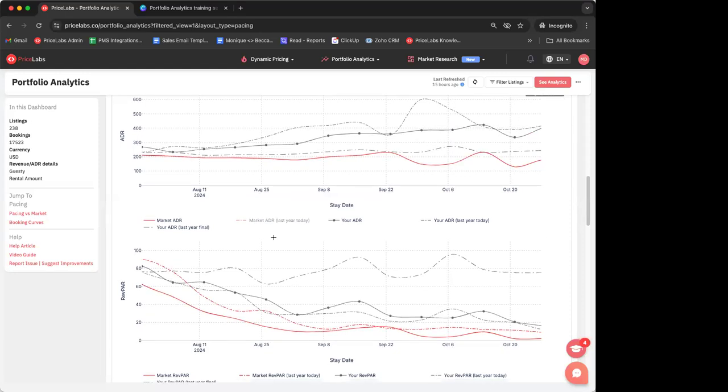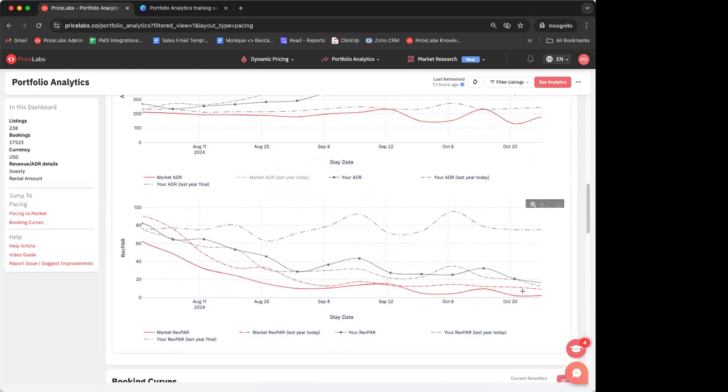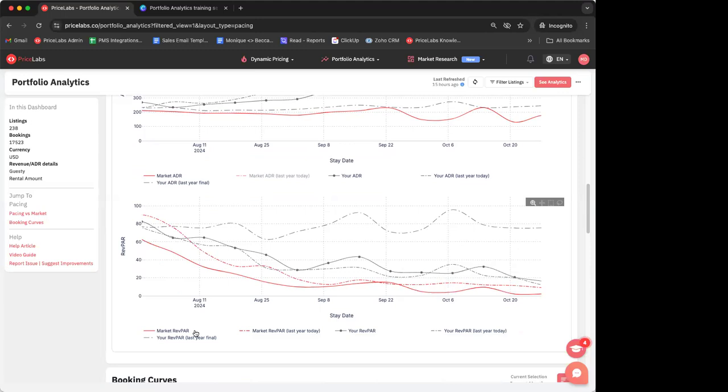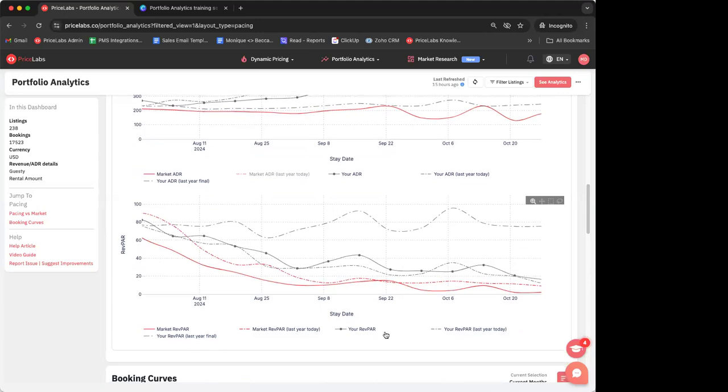Hopefully that made sense. And then your RevPAR, same thing, showing how it's evolving over time. And again, your RevPAR will probably start a little bit lower. And then as occupancy starts to fill in, your RevPAR is going to go up. So again, you can hide all the different metrics just to get a view of how you're performing against the market.